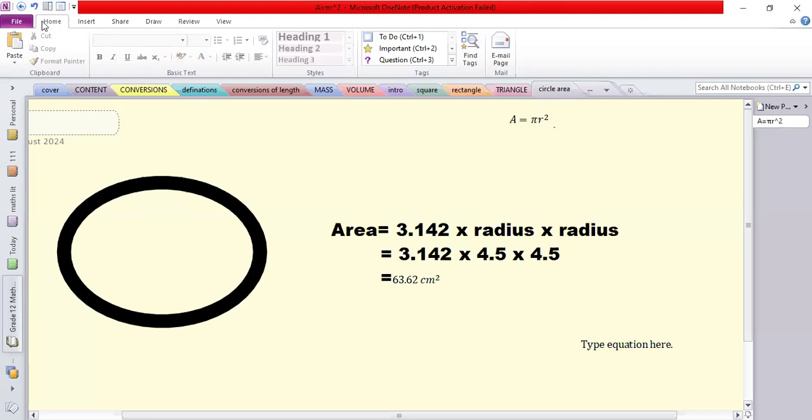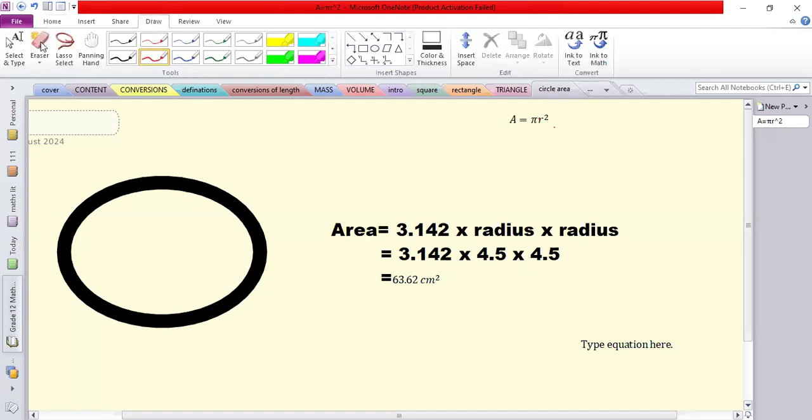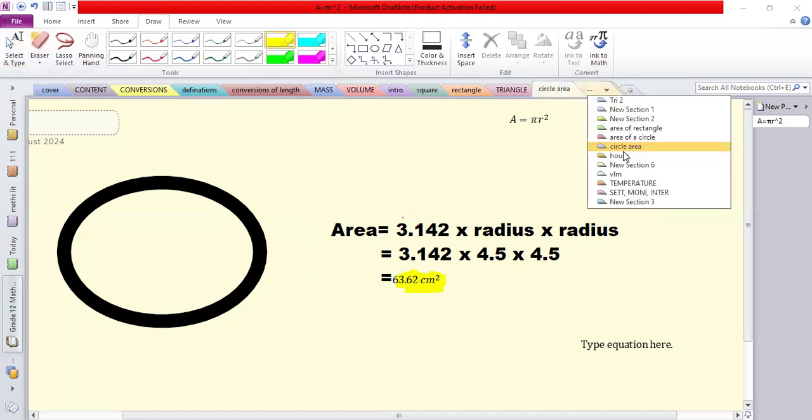If you can't see it, let me try to bring it here to you. So it's 3.142 multiplied by radius multiplied by radius. That's how you calculate your area. So if your radius is 4.5, you're going to say 3.142 times 4.5 times 4.5, and it is going to be 63.62 centimeters squared. Let's go to our classwork.